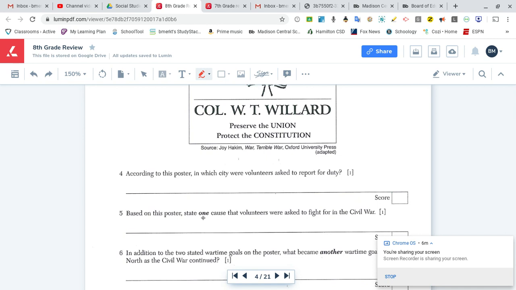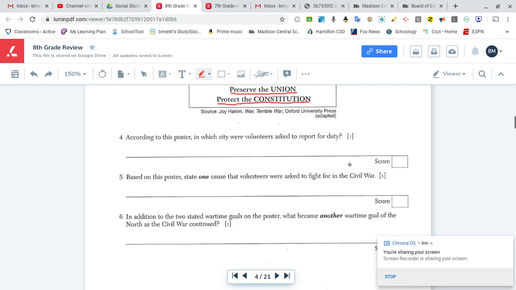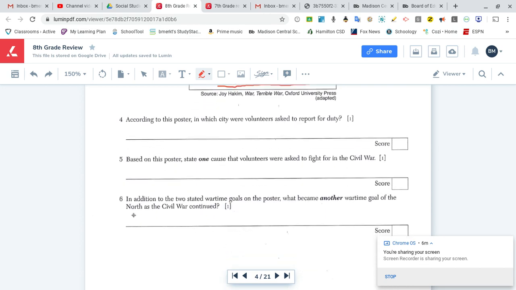Based on this poster, state one cause that volunteers were asked to fight for. There's actually 2 causes on here. They're right here. They were to preserve the Union and to protect the Constitution. You could write either one of those. Preserve the Union, protect the Constitution. And finally, the last question.